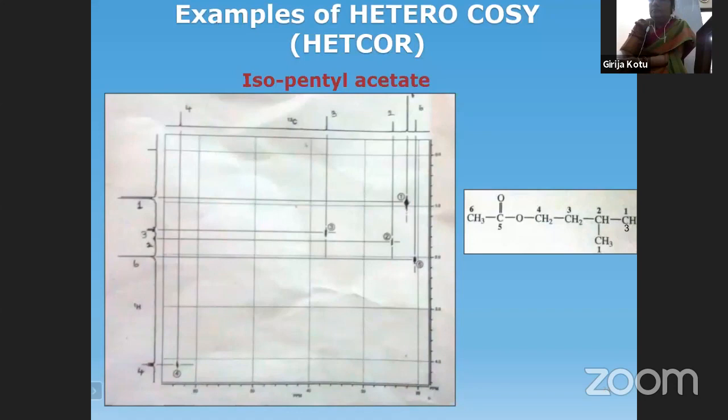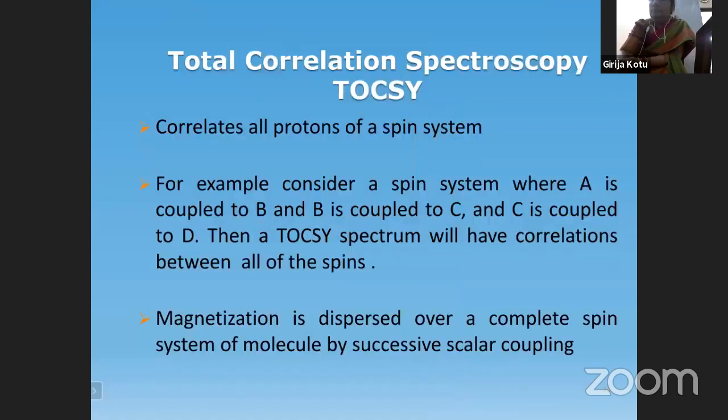So this is the HETCOR spectrum, or heterocozy. Next, we'll come to total correlation spectroscopy. Total correlation spectroscopy, as the name itself indicates, correlates all protons of a spin system. For example, if you have an ABCD spin system, one thing, it should be continuous. There should not be any disconnection between A, B, C, D.